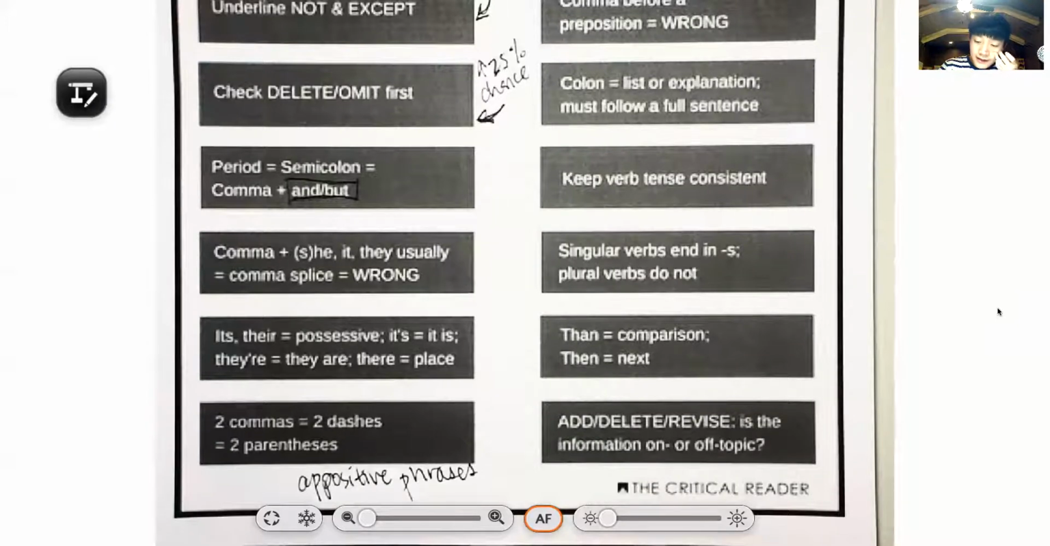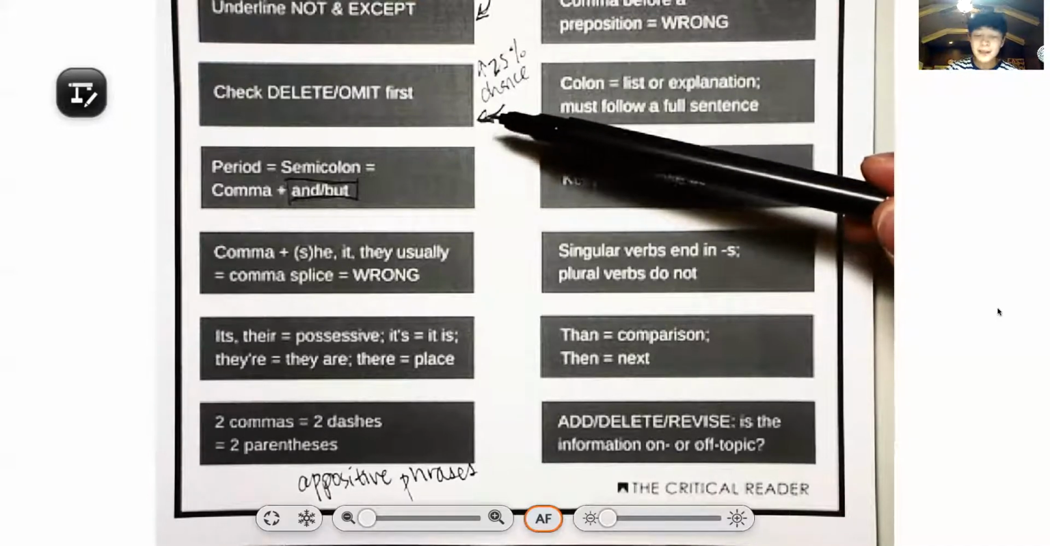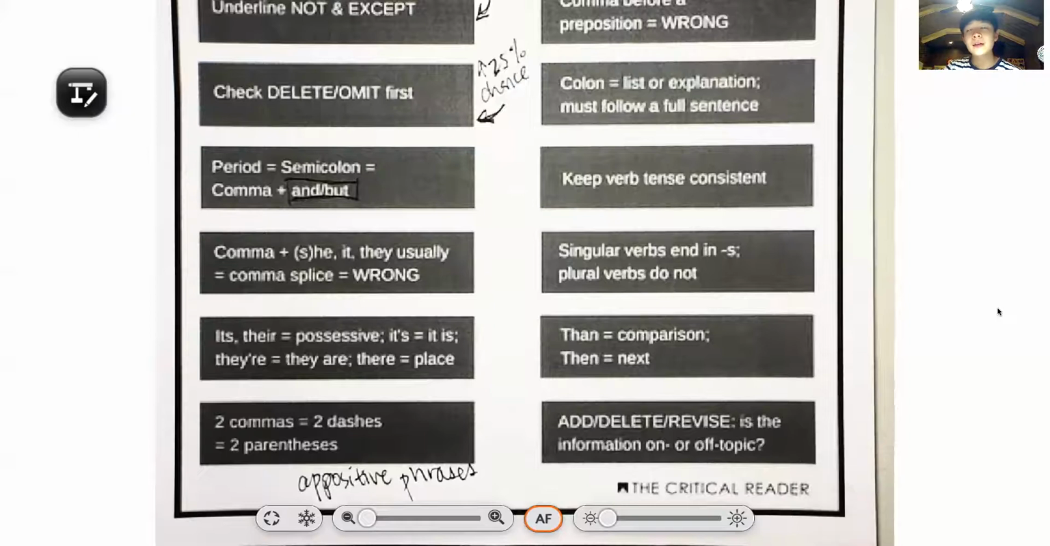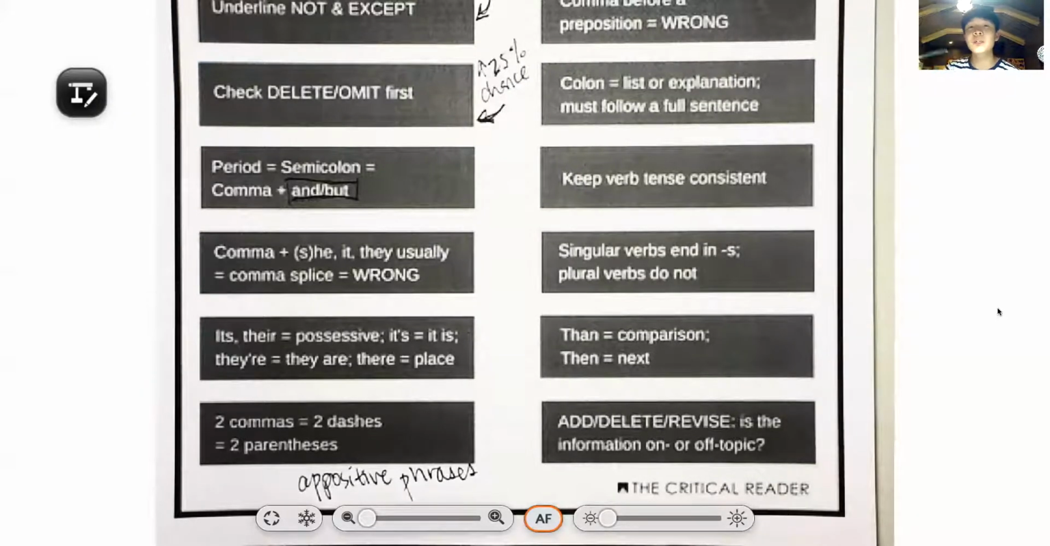Add, delete, revise. Is this information on or off topic? So if they're asking you, sometimes there's only going to be either add or delete in one question. There's not going to be both of them. But sometimes the question asks, well, is it good to add one element, or is it good to delete one element? So it's always better, and I said here, you check delete, omit first. And the same goes for add, right? If there's a thing to add, it usually won't be that you have to check it first, because it's usually asking you which is better to add.